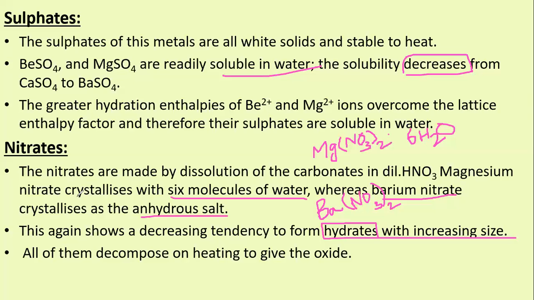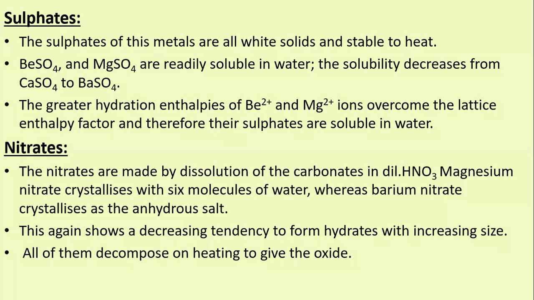Okay. Here this magnesium nitrate contains 6 molecules of water, that is, it crystallizes with 6 molecules of water. Whereas this barium nitrate is in anhydrous form, which means it won't have any water content. Okay. So it is simply said to be anhydrous. The word anhydrous refers to the compound not having any water molecule. Okay. Again, it shows a decreasing tendency to form hydrates with increasing size. When the size increases, they will show a decreasing tendency in the formation of hydrates. Also, they decompose on heating to give oxide. The product obtained is simply oxide, right? So that's all about the salts of oxoacids.